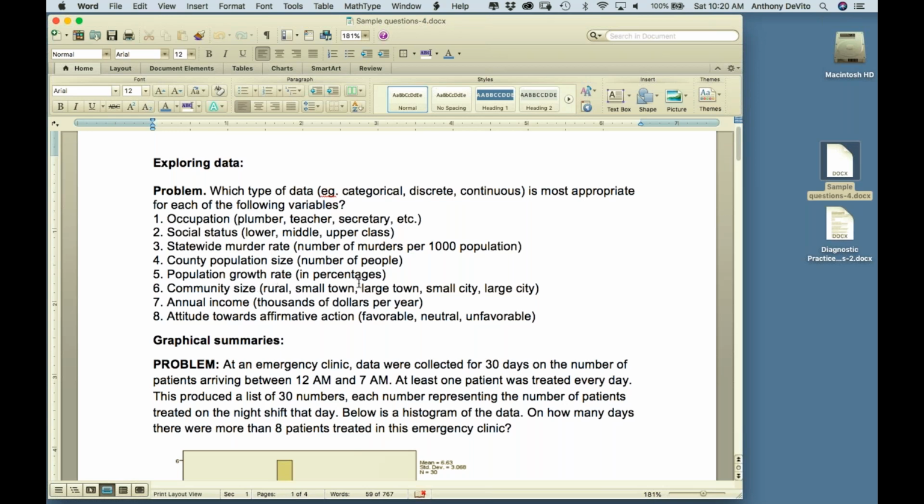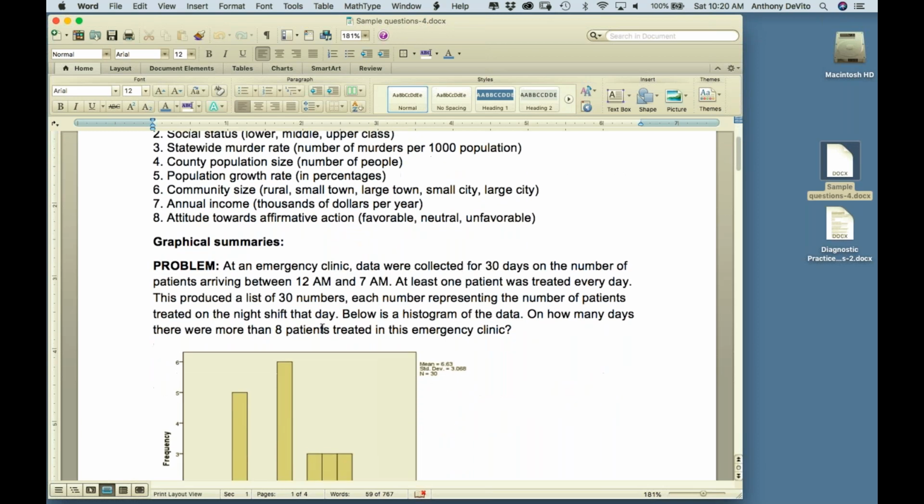On the other hand, if I gave you rural, small town, large city, that would be an ordinal variable, right? If I gave you the statewide murder rate, number of murders per 1,000, that's a numerical variable.